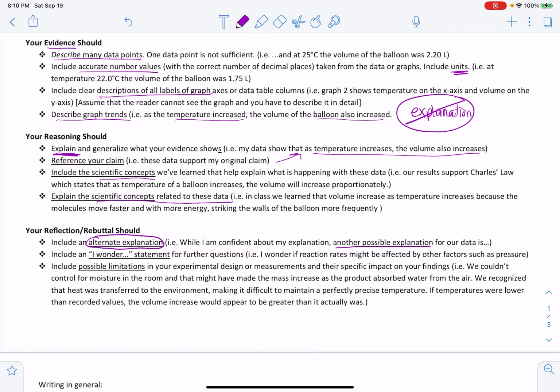I wonder what would happen if we had. I wonder what would happen if we had done this. Or I wonder what would happen if we had done that. And possible limitations often could be experimental error, or more commonly, things you could not control. Experimental error are things that happened that there was nothing you could have done anything about. These are experimental error. Okay?